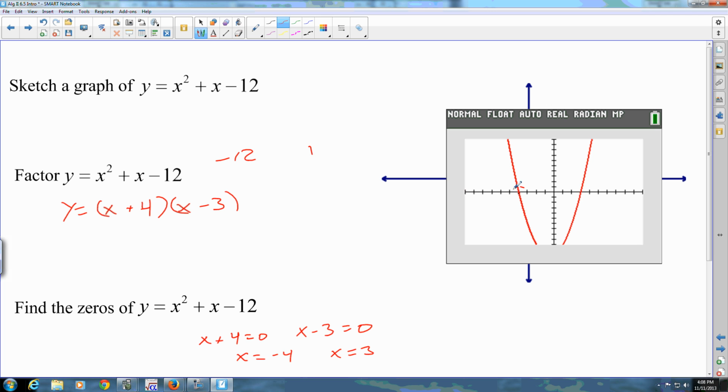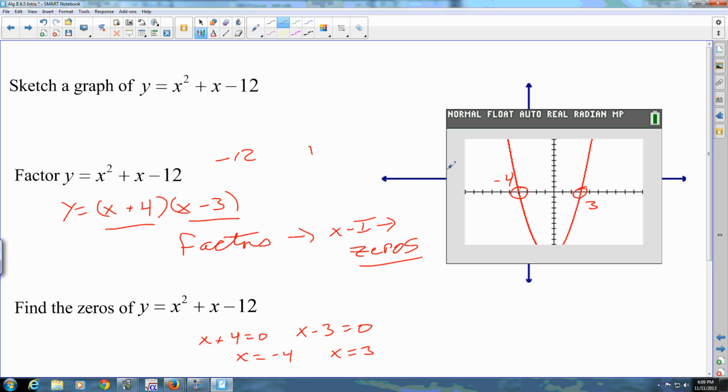And look at the picture. Negative 4, 3. The factors are related to the x-intercepts, which are the same thing as the zeros. Okay? So if I ask you to find the zeros, you're really finding x-intercepts. If I'm asking you to factor it, you could look at the graph, see the zeros, and come up with the factors.